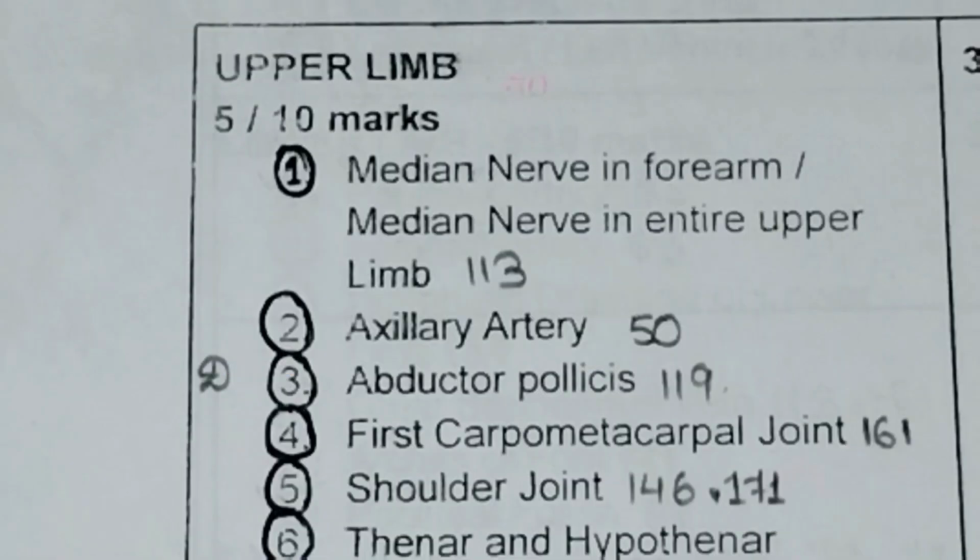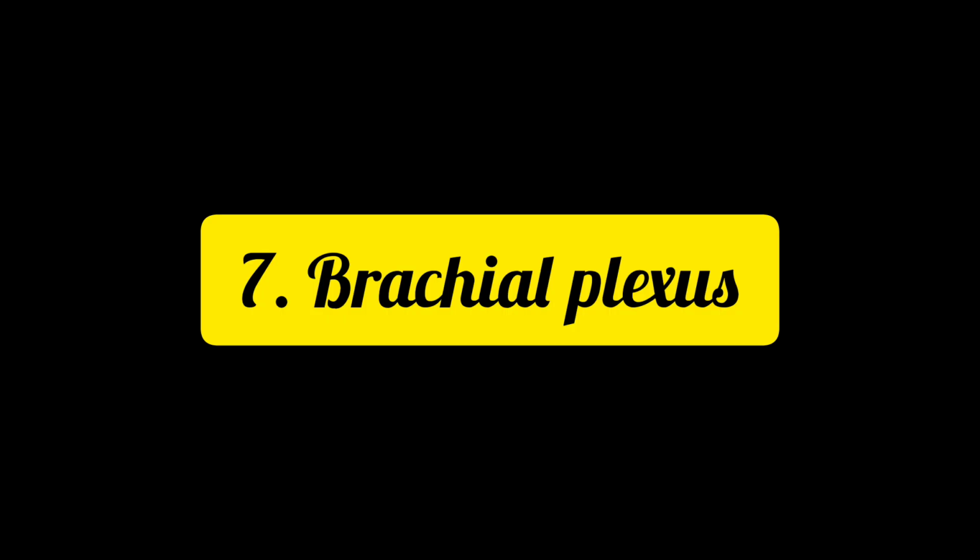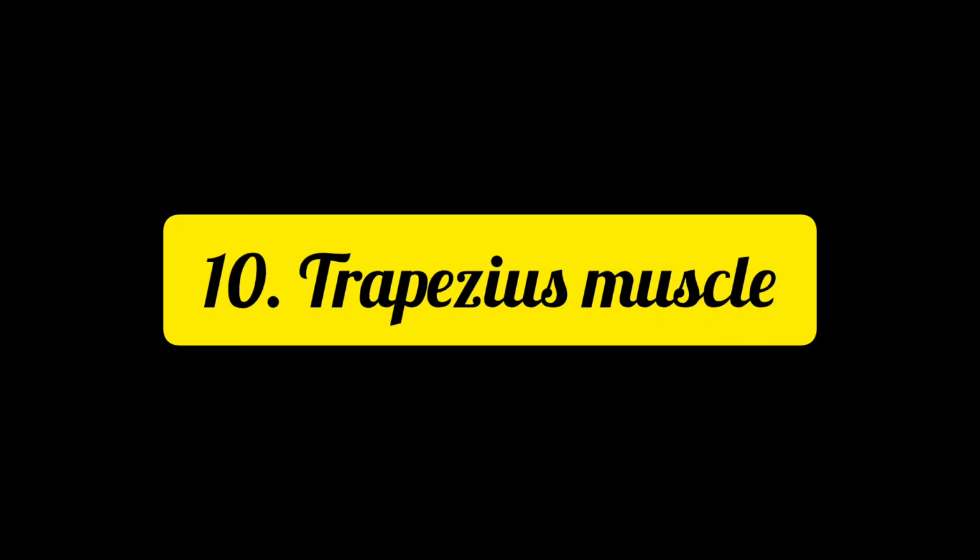In this, the important 5 or 10 mark questions are: first one, median nerve in forearm or median nerve in entire upper limb. Second one, axillary artery. Third one, abductor pollicis. Fourth one, first carpometacarpal joint. Fifth one, shoulder joint. Sixth one, thenar and hypothenar muscles. Seventh one, brachial plexus. Eighth one, deltoid. Ninth one, cubital fossa. 10th one, trapezius muscle.